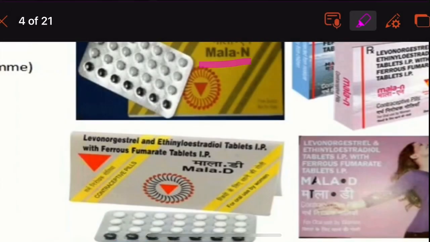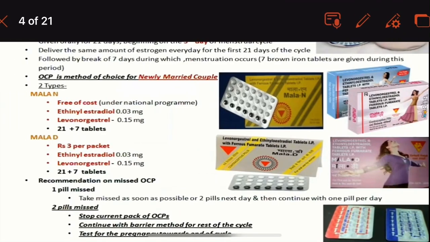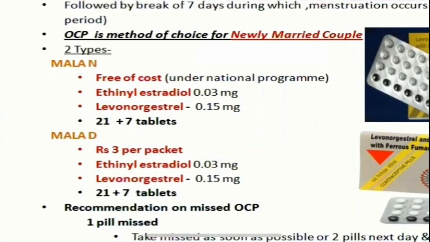Mala N and Mala D. What is the difference between these two? It could be your Viva Voce question. So this Mala N is given free of cost under the national program. It contains ethinyl estradiol 0.03 mg, levonorgestrel 0.15 mg. It contains 21 plus 7 tablets as we saw in the picture.